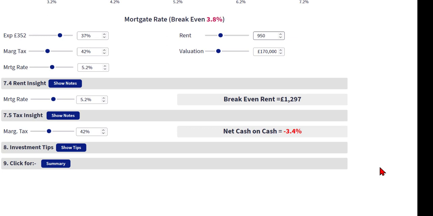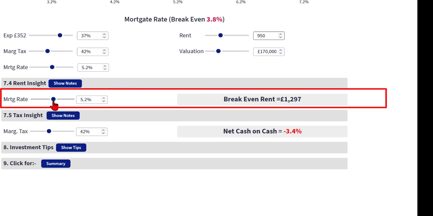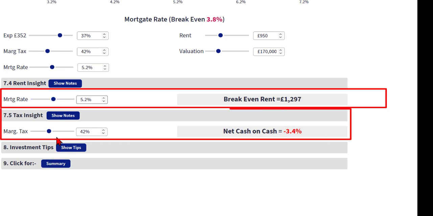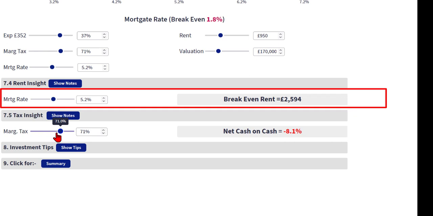We can then take a look and see what is the rent that we would need to charge to cover any given mortgage rate. I really want to reiterate tax. In 7.5 Tax Insight, we can see just how dramatic the effect is of changing the marginal tax rate.